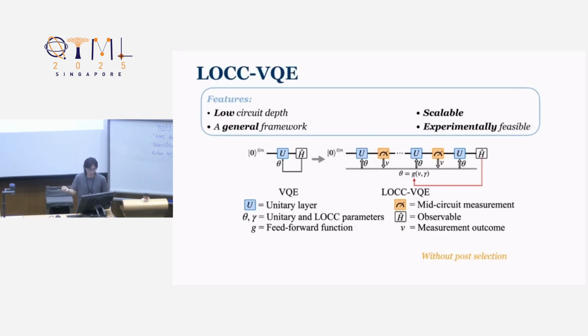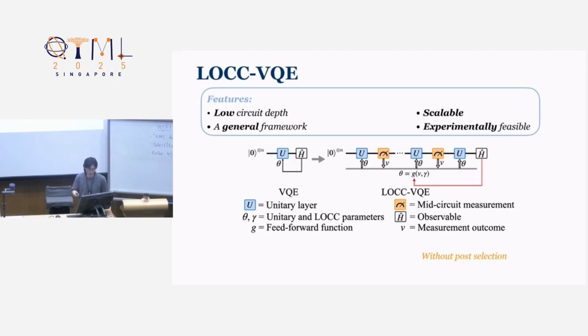So I just use one slide to summarize everything. The good thing about this is you can use low circuit depth to reach this state, just as mentioned earlier. And it's a general framework. You just give me a Hamiltonian and I can give you the ground state. Also, we will show it's scalable, and experimentally it's very friendly because the circuit depth is shallow.